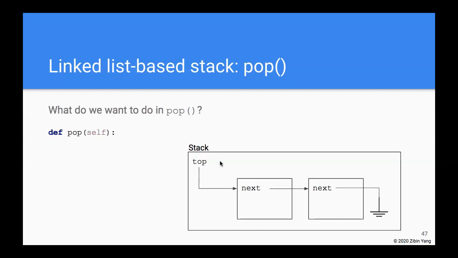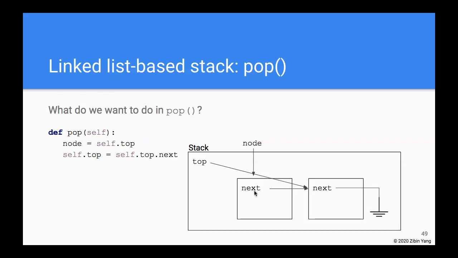So here is how we write the pop operation. The first thing is we will assign the current top to a temporary variable. We'll just call it node. So node points to the original top. And the next thing is we're going to change self.top to point to what self.top.next was pointing to previously. So basically, we're updating the top to point to the next node in the original stack.